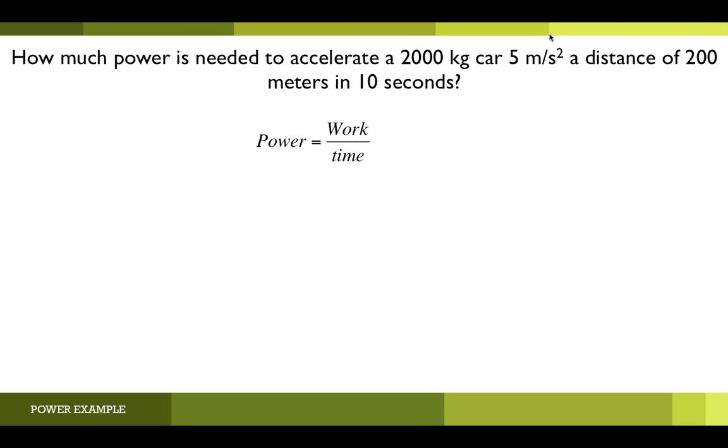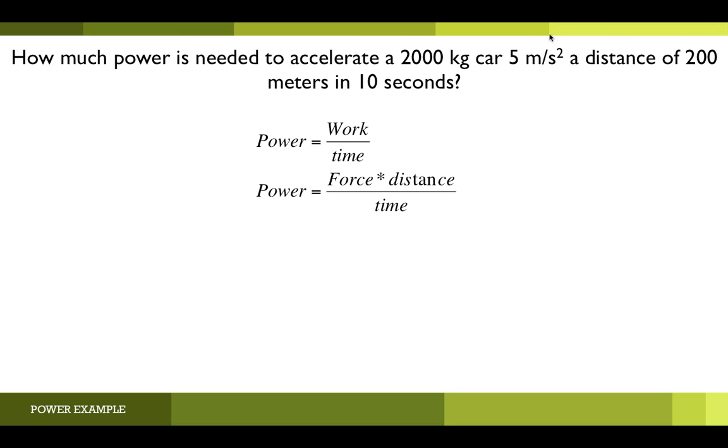They tell us what the time is, a time of 10 seconds, so we're good there. But we don't know what work is. They don't tell us what the work is. Uh-oh. Well, we're going to need a second equation because we need to figure out what the work is. Looking on the equation sheet, we can find that work equals force times distance. So I'm going to replace work with force times distance.